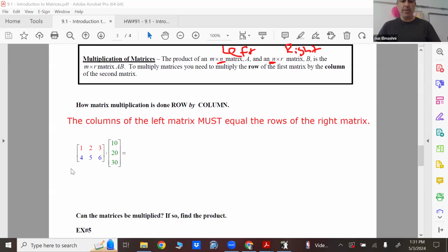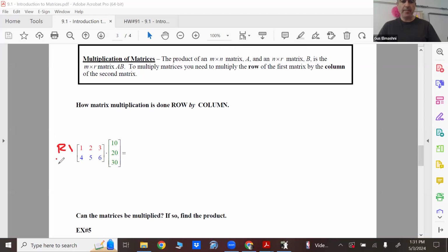So this is a 2 by 3. That's a 3 by 1. So those match up, so we're okay. Now, how do you actually do this? How does this process work? So this is what I like to do. I call this row 1, row 2, and I call this column 1. What you do is you multiply row 1 with column 1.